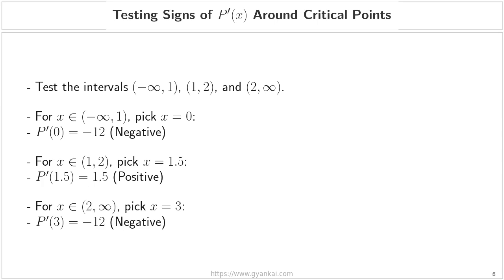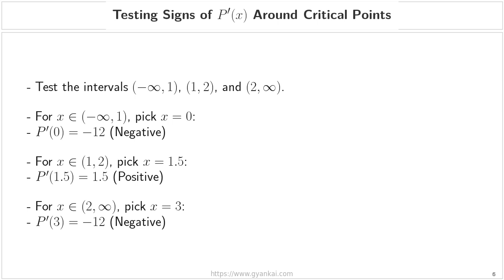Finally, we test the last interval, which consists of all values greater than 2. Let's pick 3 as our test value. When we calculate p prime of 3, we get negative 12. Because this value is negative, the function is decreasing once again.